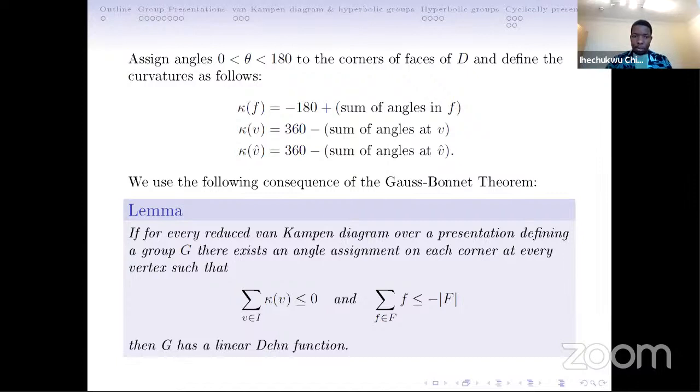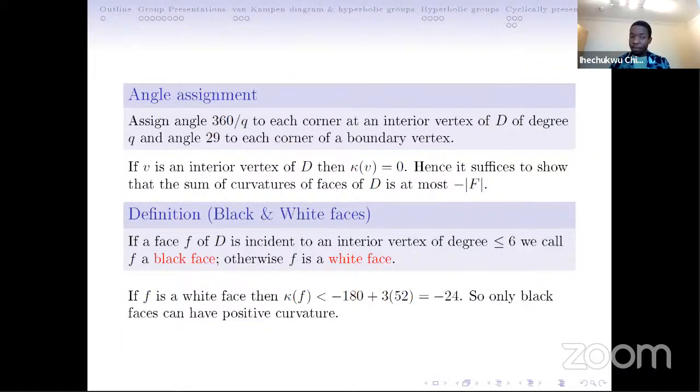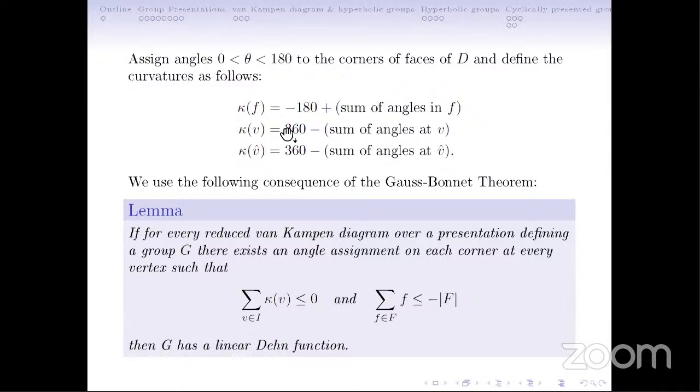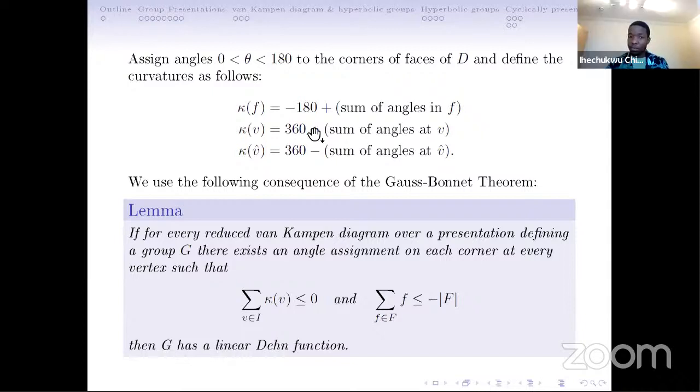Okay, so this is the assignment that I use. I look at a vertex of degree Q in my Van Kampen diagram, and I assign angle 360 over Q to all the corners at that vertex. And then I look at the vertices that are boundary vertices, I assign angle 29 to them. So this is the assignment I want. By this assignment, you see that every interior vertex has to have curvature 0 because of the way it's described here. The sum is going to be 360, and when I subtract 360 from 360, I get 0. So we have that this condition here is satisfied for my interior vertices.